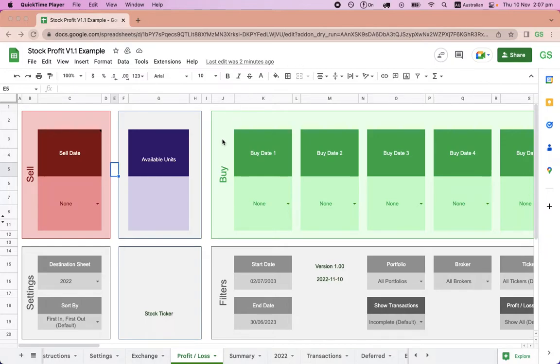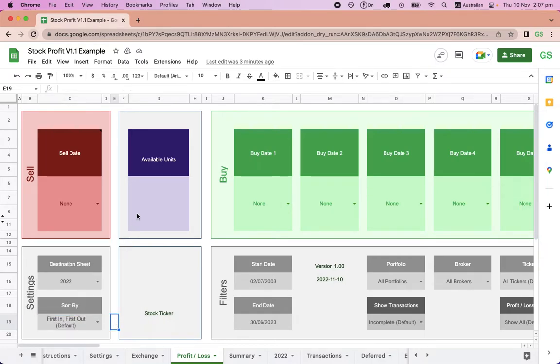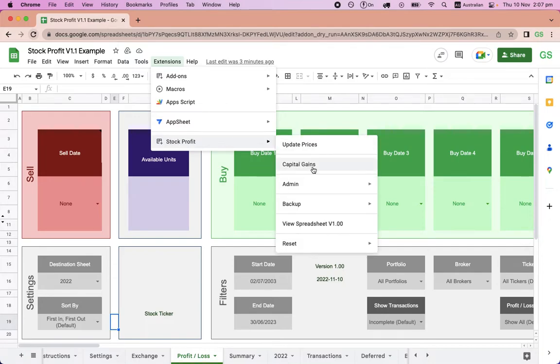In this video, I will be talking about the capital gains calculation methods. There's a few of them here, and I'll go through each one and I'll explain how everything is calculated and what to look out for. To begin, let's start with the extension. We go stock profit, capital gains.